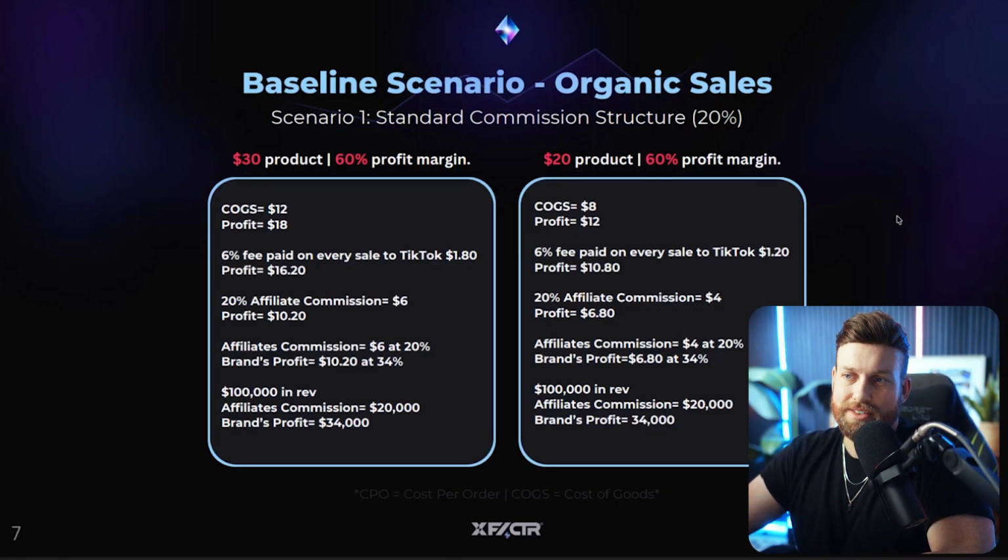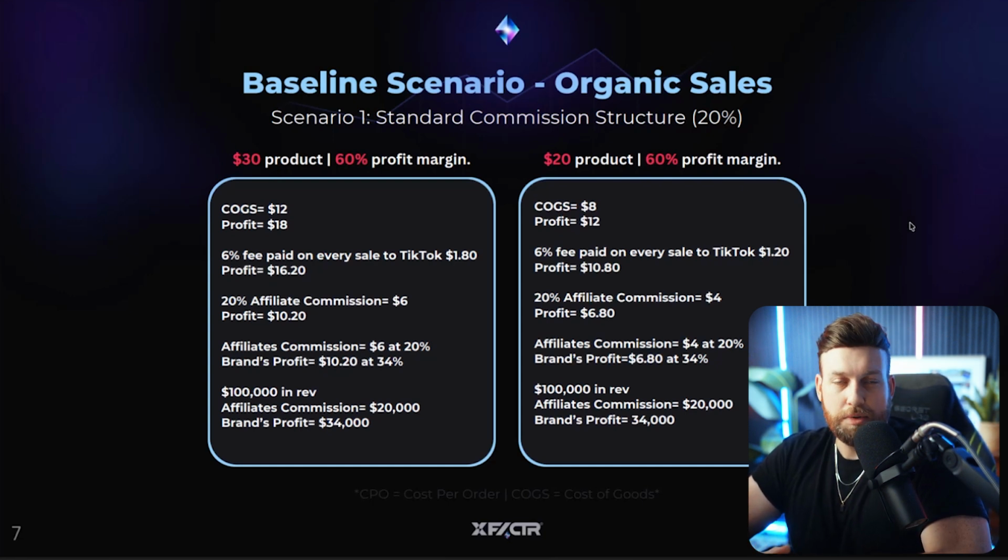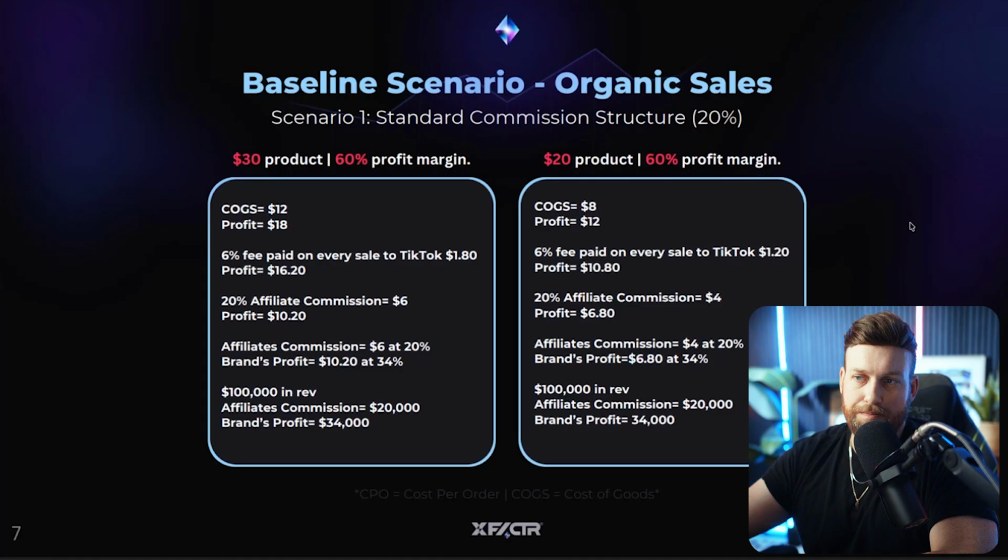The profit is going to be $16.20. Then we're going to have a 20% affiliate commission, which ends up being $6 with a profit of $10.20 now. So we've taken off the TikTok fee and the affiliate commission on the organic sales side. And so the affiliate commission is $6, which is at 20%, and the brand's profit is at $10.20, which is around 34%.